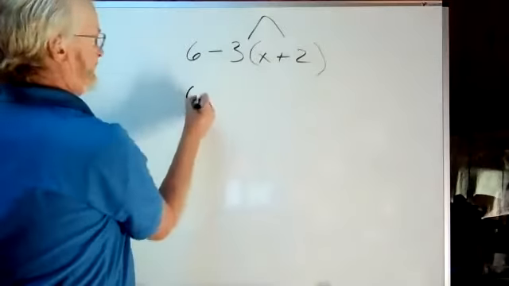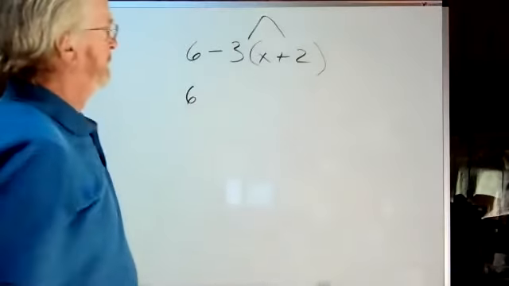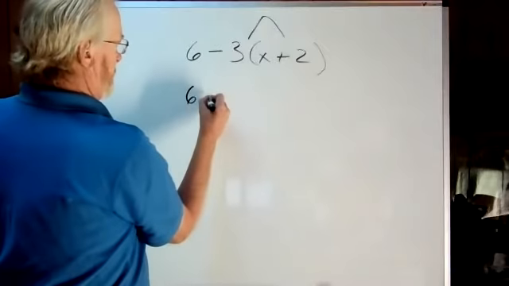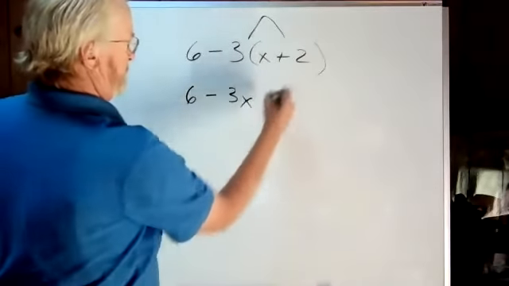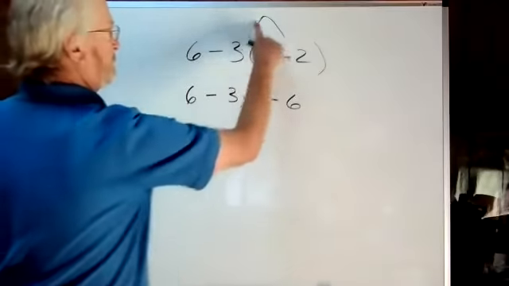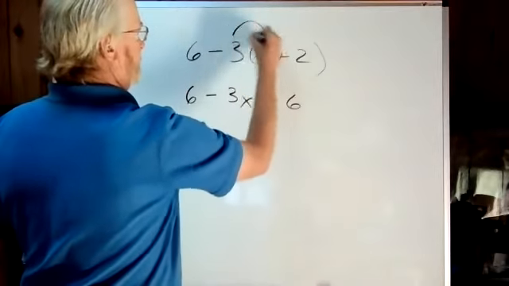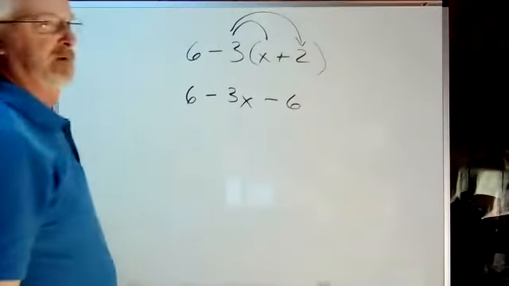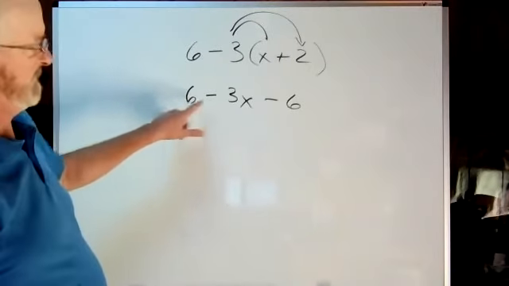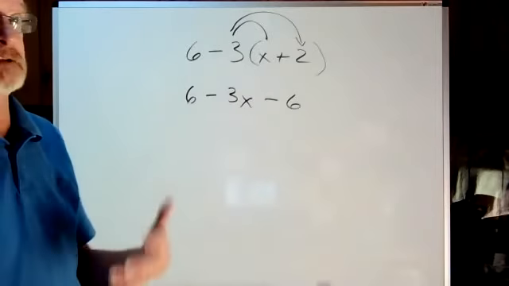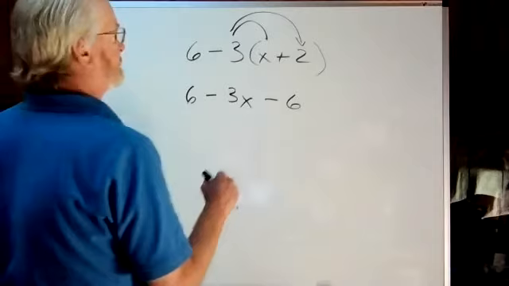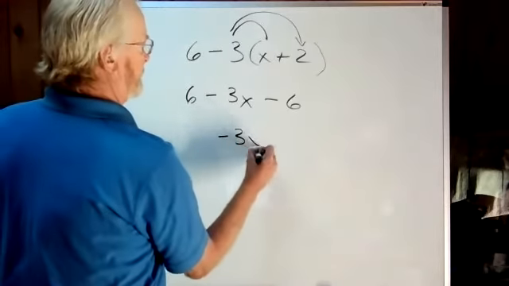So the 6, can't touch the 6 yet. But minus 3 times each of those. 6 minus 3x minus 6. All right, I distributed this to both of them, including the negative. Like terms, just happen to have a positive 6 and a negative 6. They cancel, they get to a 0, so I ignore the 0. That's that inverse property there. So I really just have negative 3x's left.